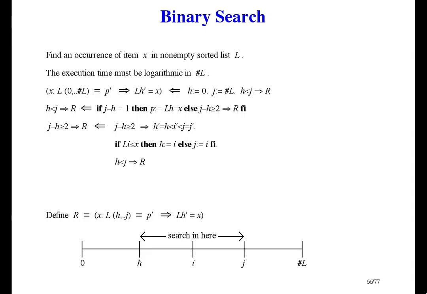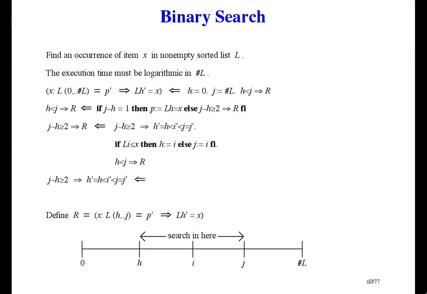But there's still one left. It says we have to choose I in between H and J. But it doesn't say where. In fact, we could choose H plus 1. These refinements can all be proven, and the search works. But we wouldn't be able to prove the logarithmic time bound. This would be linear search.